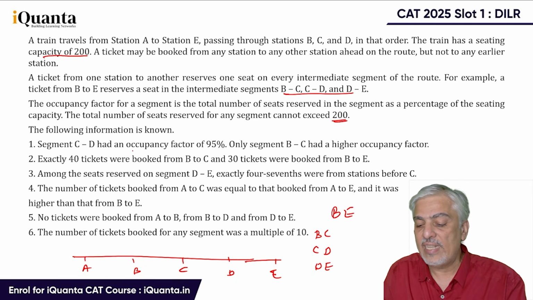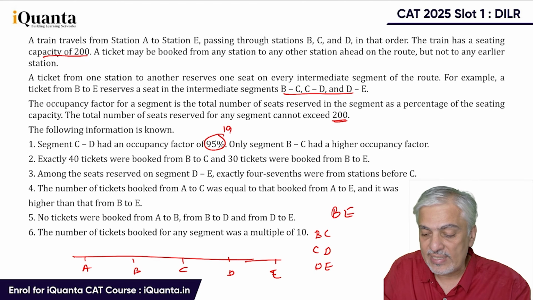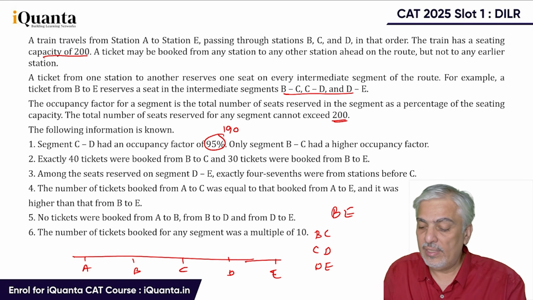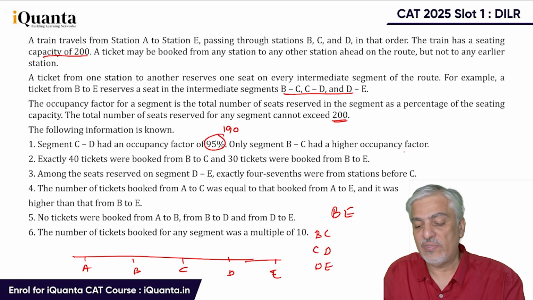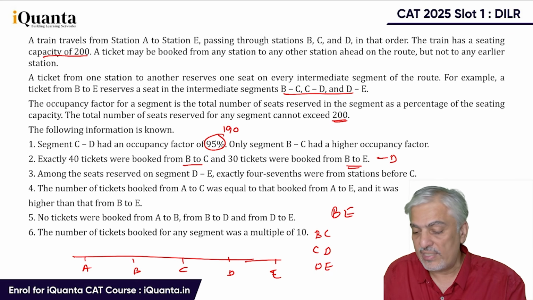Segment CD has an occupancy of 95%. 95% will be 190 seats. And BC has a higher occupancy factor. So one part at least I definitely know is direct. Exactly 40 tickets were booked from B to C and 30 tickets from B to E, which is direct information. So this is also a direct statement.